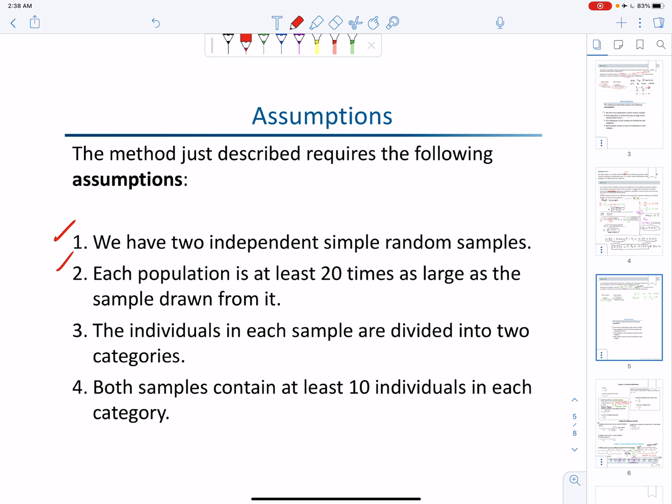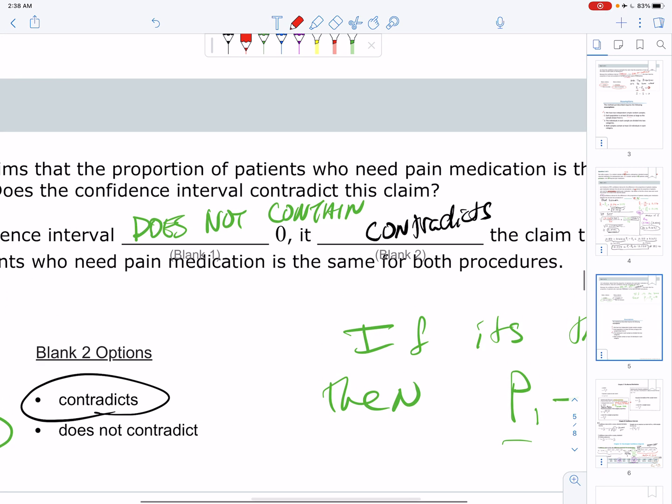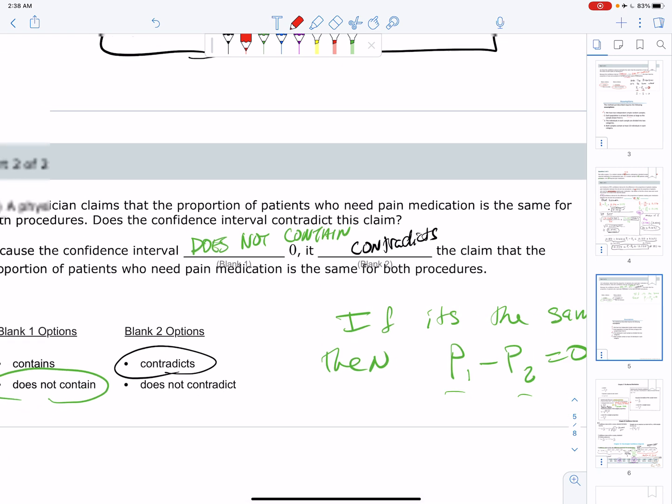The individuals in each sample are divided into two categories. Yes, there were definitely two categories: new procedure and old procedure. Both samples contain at least 10 individuals in each category. And yes, I do believe they had at least 10, and that's true. Okay, I hope that helped out.